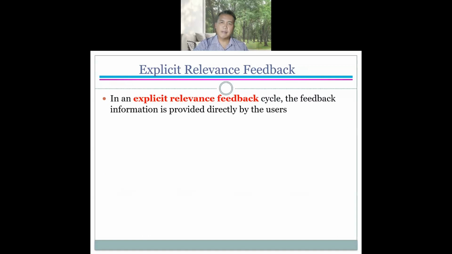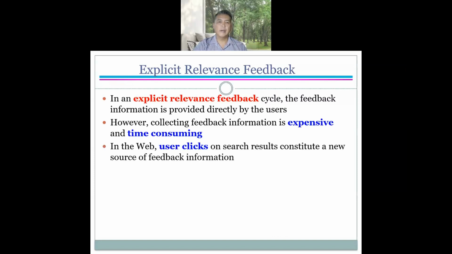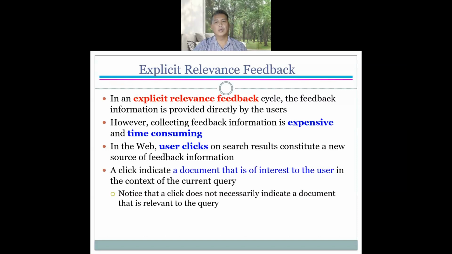So in the explicit relevant feedback cycle, we get the feedback directly from the user. But this is time consuming because you need to interact with the user. But we do have the web user click history. So from here, we can get the history of the clicking activity of the user. So this could be used as implicit relevant feedback. Implicit means indirectly capturing the information about relevant information.